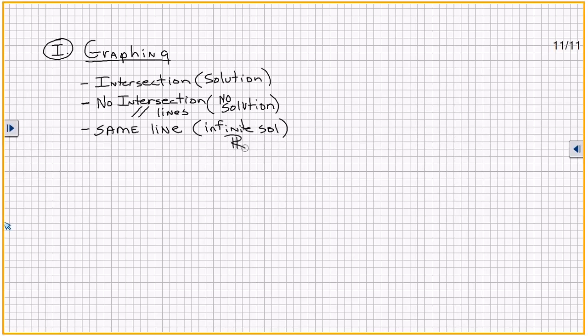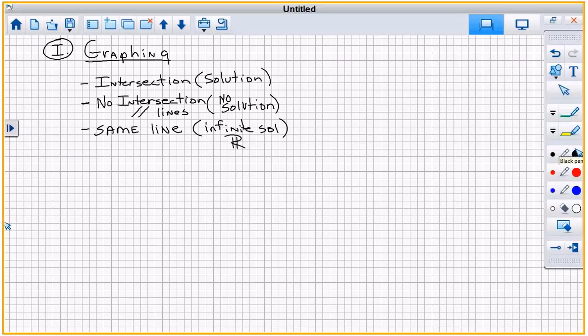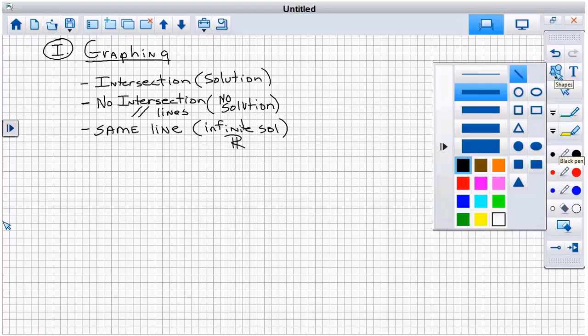So those are the 3 possibilities you're going to have. With graphing, you just graph both lines and see if they intersect. Now you can use your calculator with this, but this is not a calculator review. This is an algebra review, so we're going over how to do the algebra. So I'm going to draw an X and Y axis.